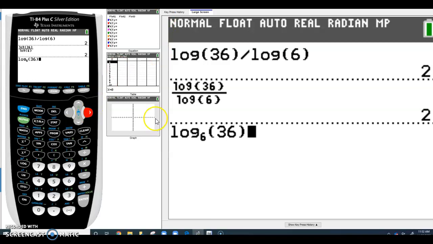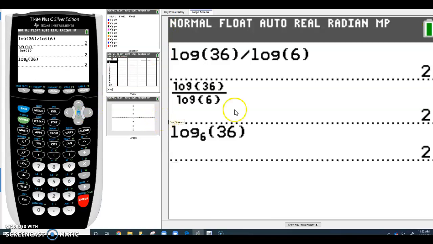So all three of these expressions are the same. They all equal 2. So again, a lot of different ways to use your calculator there, guys. I hope you picked up on that. That's really all I'm going to do.